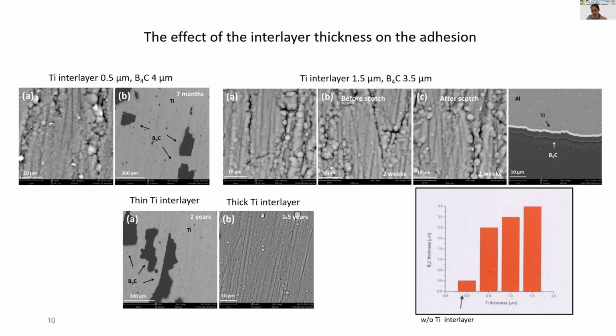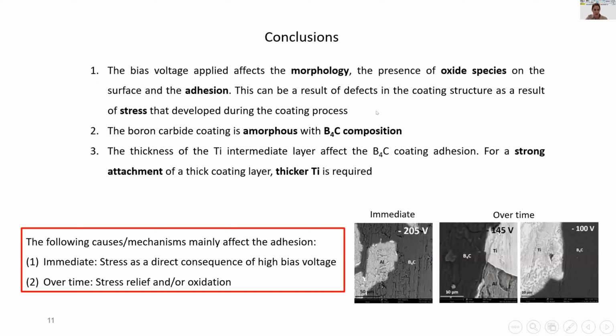What I just want to show you here is that increasing the titanium layer allows thicker boron carbide to attach efficiently to the substrate. So these are the conclusions. I just want to say one thing: the following mechanisms mainly affect the adhesion. That's what we think, and we are still studying it. We have an immediate one due to stress, and we have stress relief and oxidation over time.